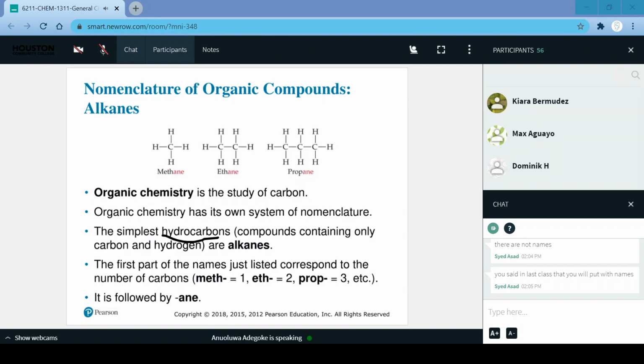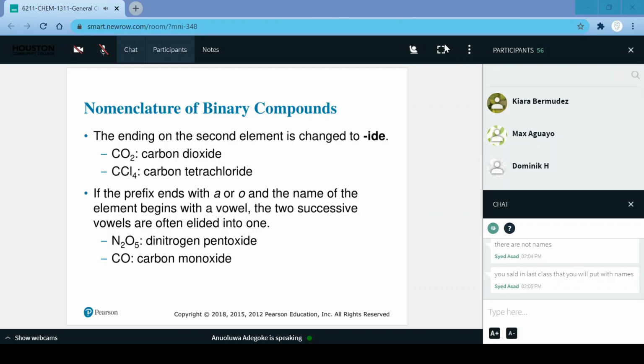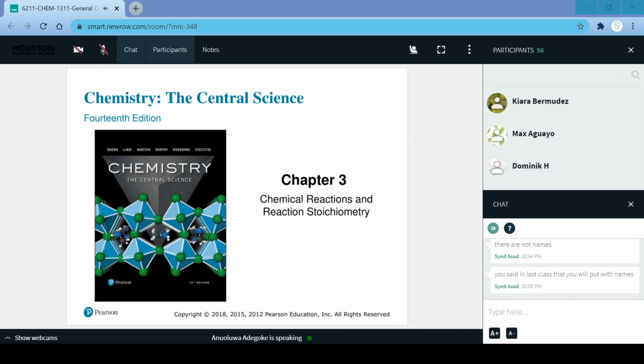Okay, so we're going to round up chapter 2 right now. We're pretty much done with chapter 2. We need to move to chapter 3, mainly because chapter 3 has a lot of calculations in it, and we need to get a good understanding of what chapter 3 is all about.